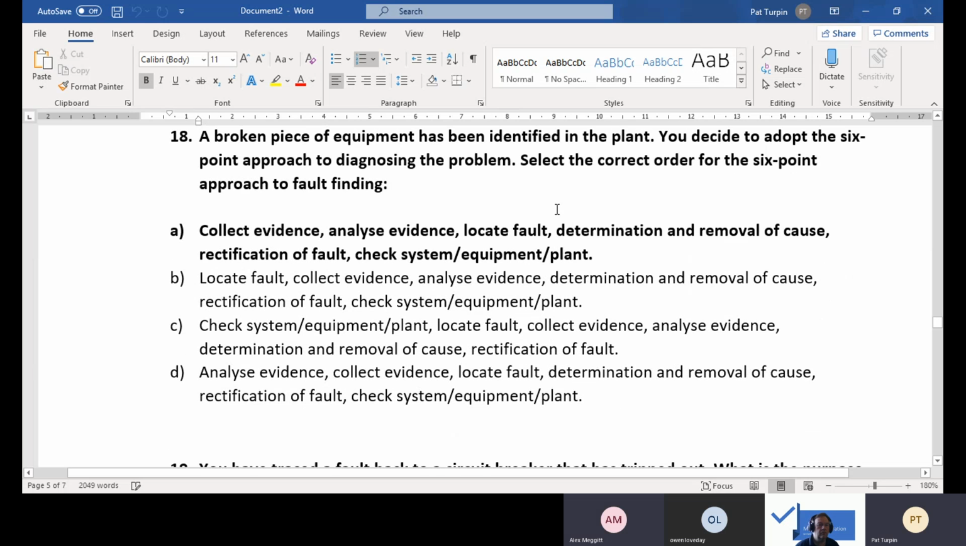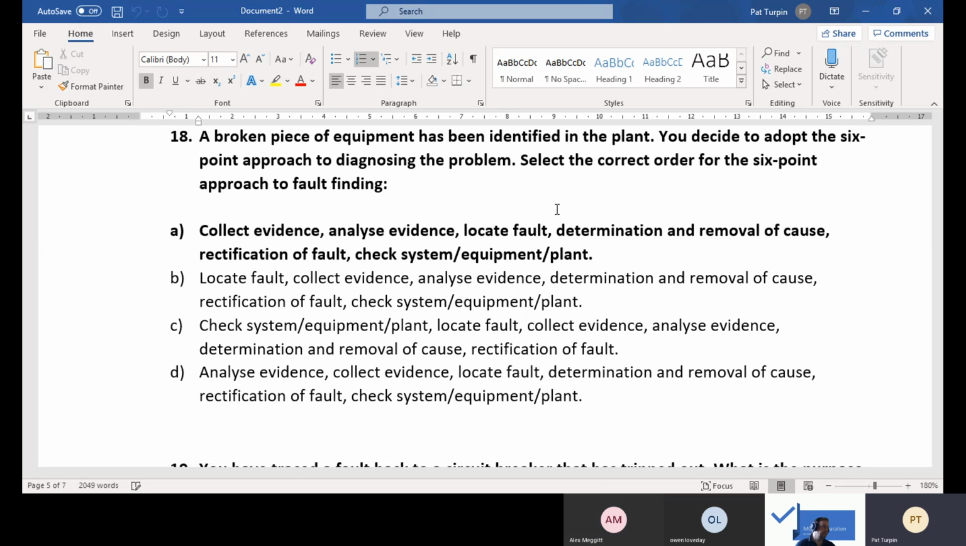Cool. A broken piece of equipment then has been identified. You decided to opt for the 6-point approach to diagnosing the problem. Select the correct order for the 6-point approach to fault finding. Now, it's difficult to remember all these, even if you know all about diagnosing faults. But I think you need to look at the other answers and see if there's anything in there that just doesn't fit.